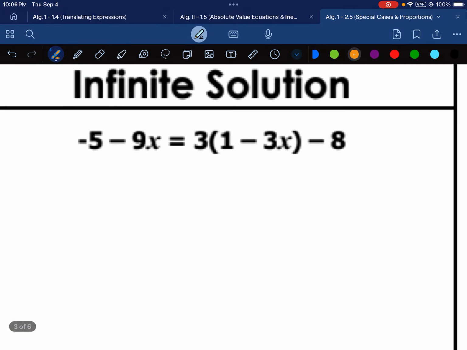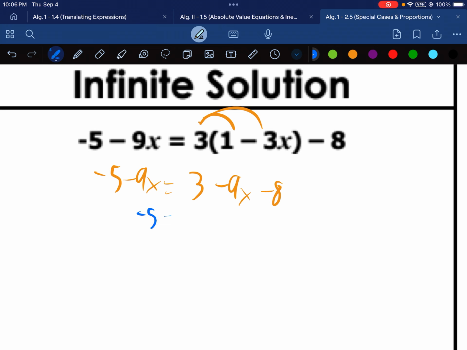Infinitely many solutions, or infinite solution, just means that no matter what you plug in, it will always work, and we'll see that here. So -5 minus 9x, and then we distribute the 3, and we get 3 minus 9x minus 8. Then we combine like terms on the right-hand side, and I get -5 minus 9x equals -5 minus 9x. Then we add 9x to each side. The x's eliminate, and I get -5 equals -5.